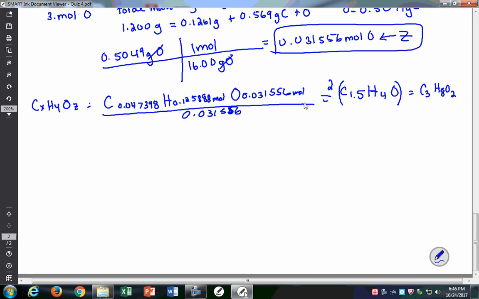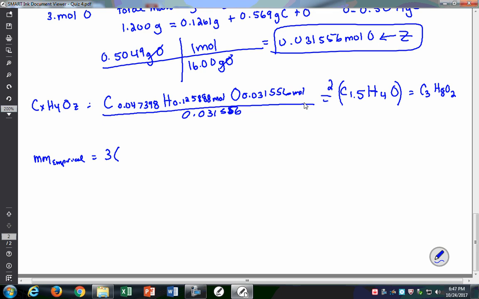Now, this is our empirical formula. Our last step is to figure out the molecular formula. Now, we know our molar mass, so we can figure out what whole number to multiply our empirical formula by. So the first thing we need to figure out is, what's the mass of our empirical formula? If it equals our molar mass that was given, it is the molecular formula.